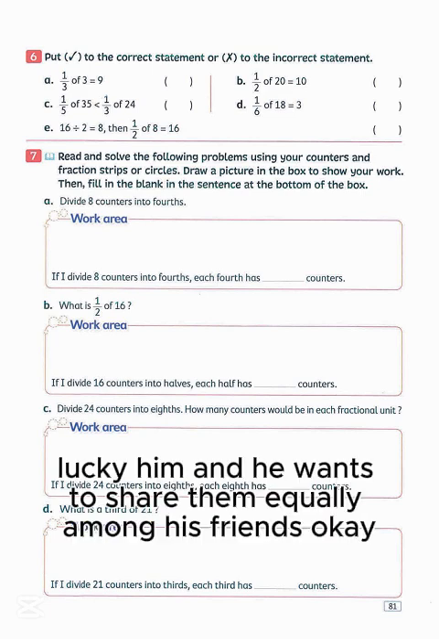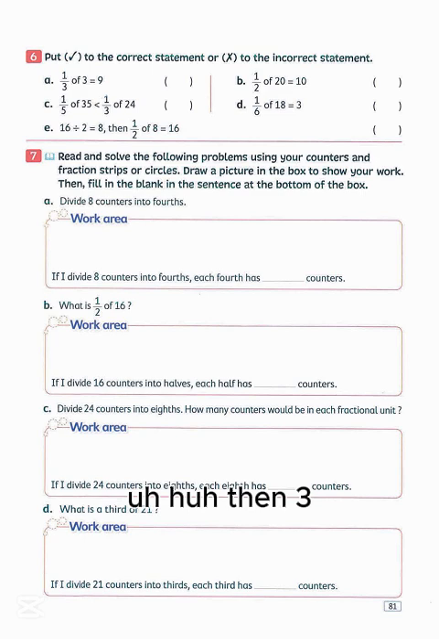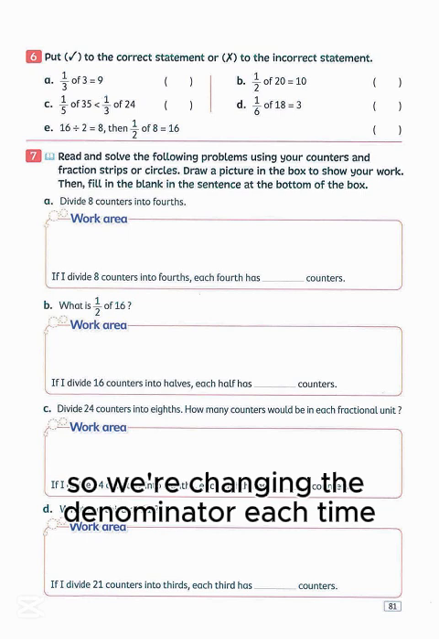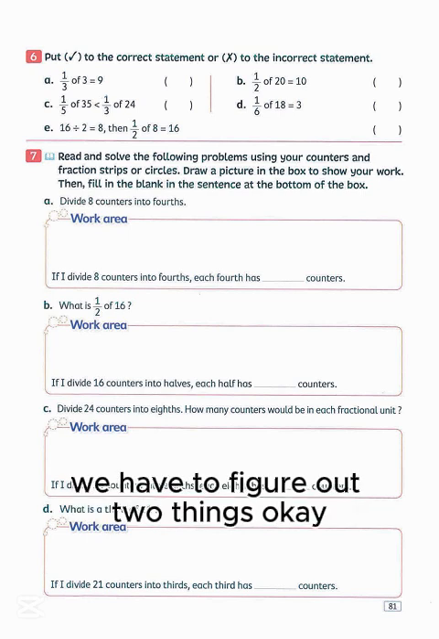Lucky him. And he wants to share them equally among his friends. So first he shared them between 2 friends, then 3, then 4, and then 6. Okay, so we're changing the denominator each time. Yep, exactly. And for each of these scenarios, we have to figure out 2 things.